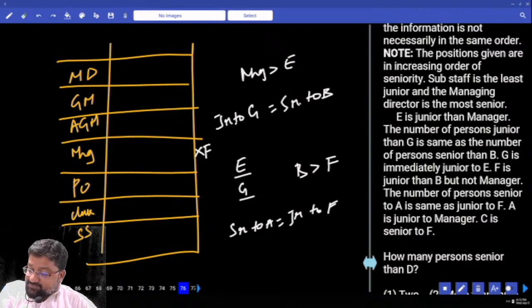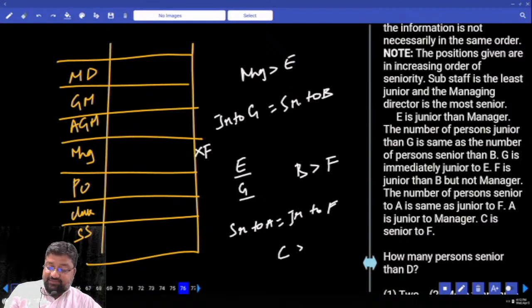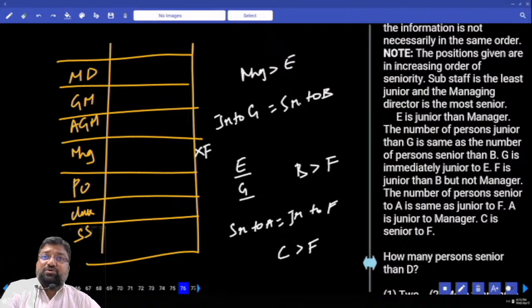Next. C is senior to F. Am I done with all the clues? Yes or no? What can I do? I have to check, that's it. I don't have any other possibility other than this. So what I'll try to do is, I'll go with E and G.